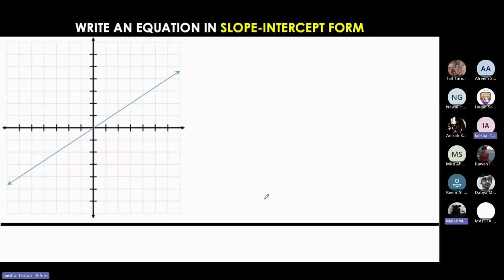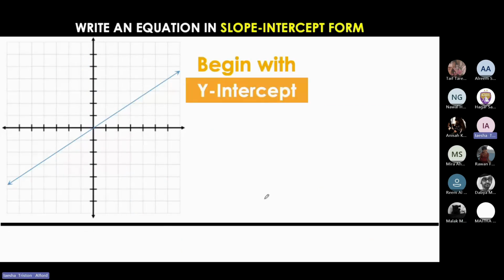I think this is the last one. So we are going to begin with the y-intercept. What's your y-intercept this time? Can we choose 0? Yeah, is it touching 0? Yeah, it's 0. So b is 0.